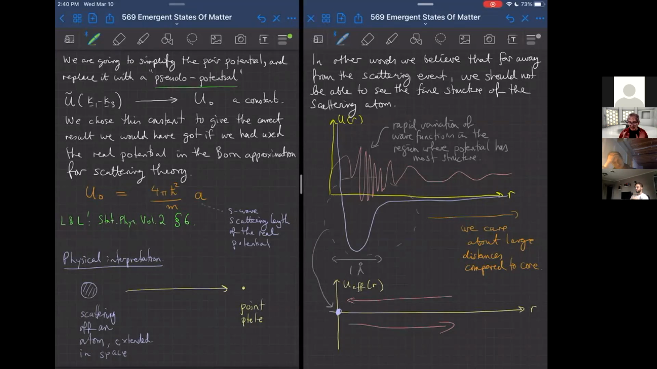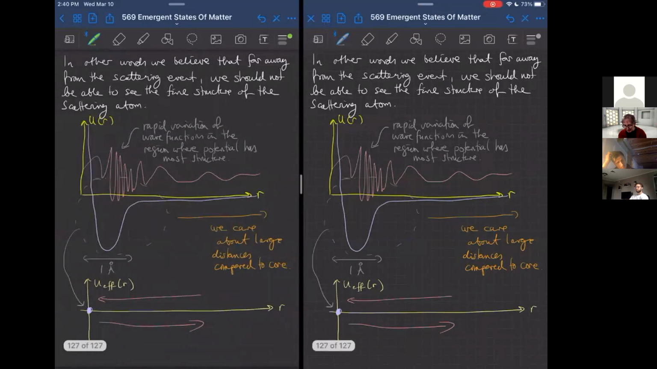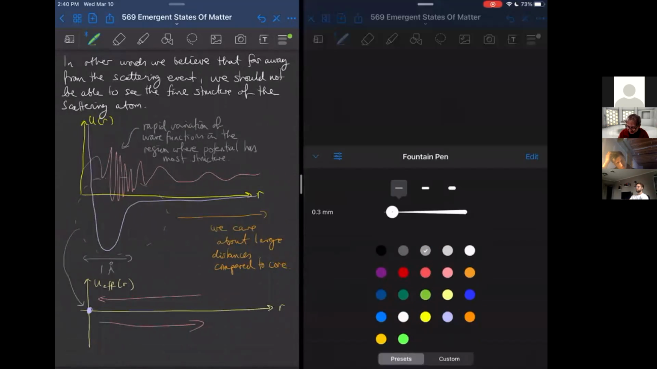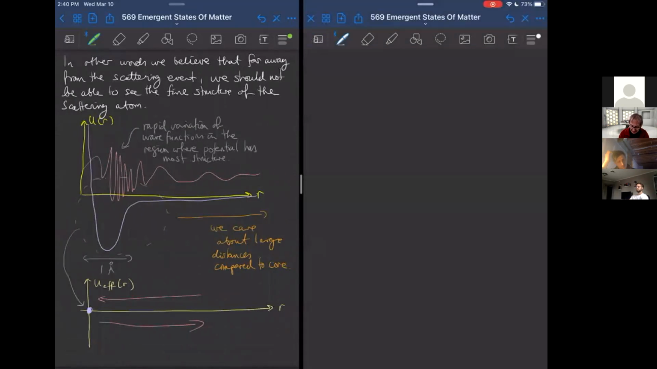You remember at the beginning of the class, we talked very much about the idea of different levels of description in emergent states of matter. What we're seeing in this process is an example of the idea in this class.